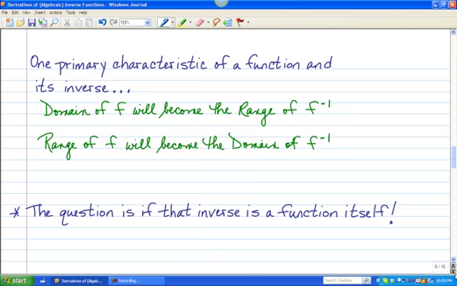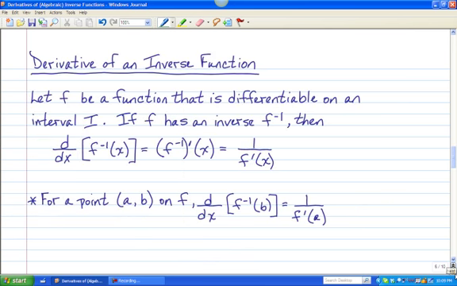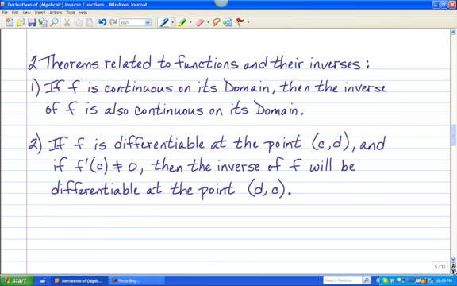Now there are two theorems related to functions and their inverses. The first is: if a function f is continuous on its domain, then the inverse of f will also be continuous on its domain.